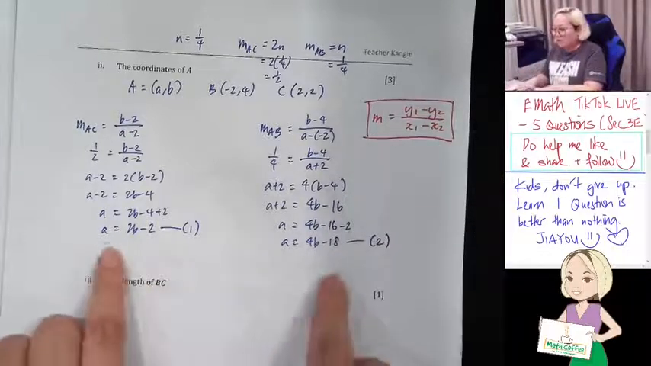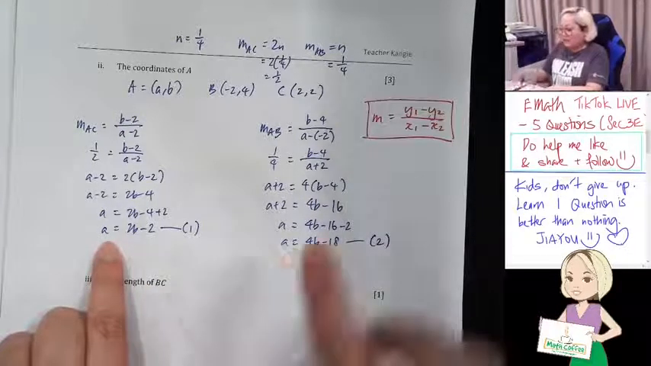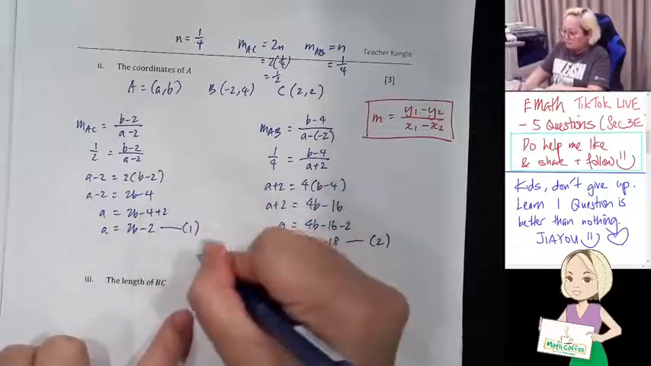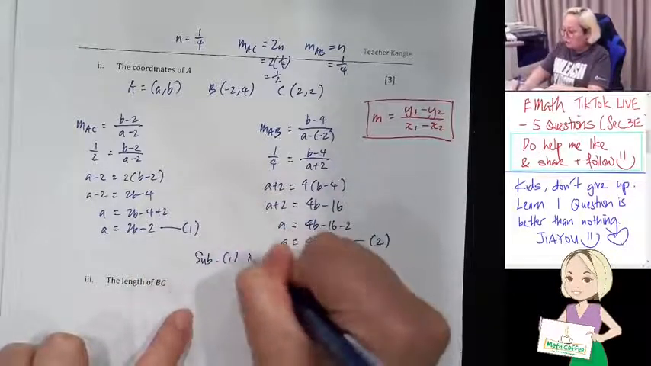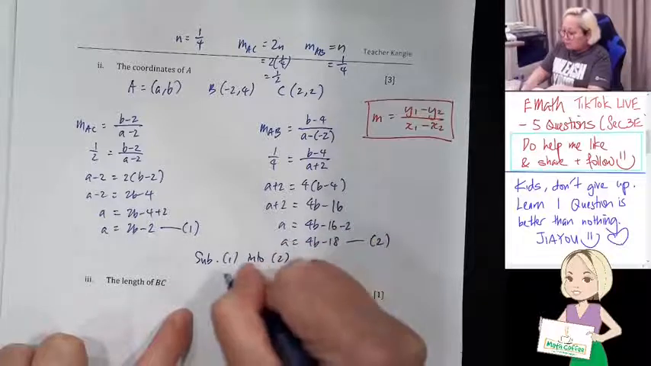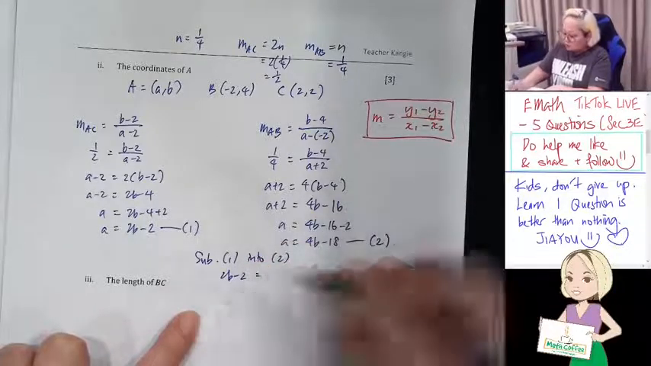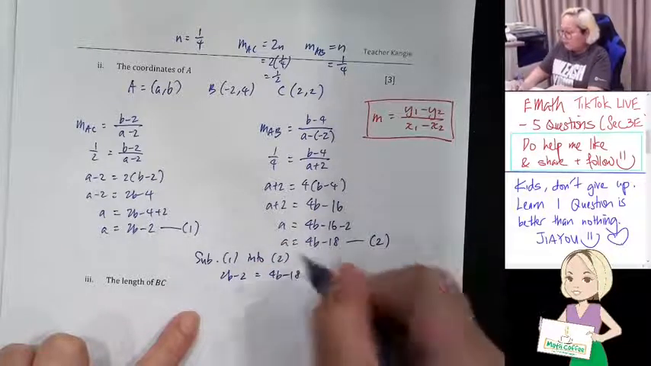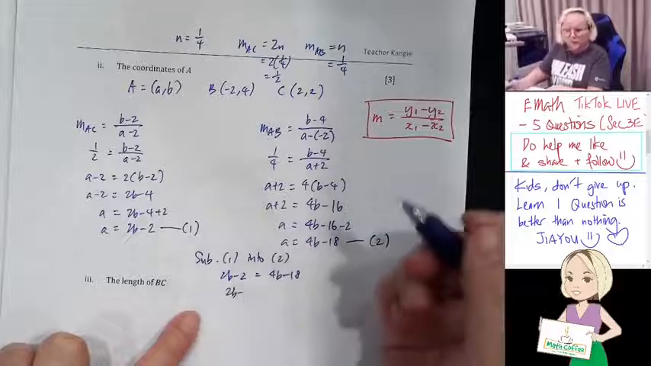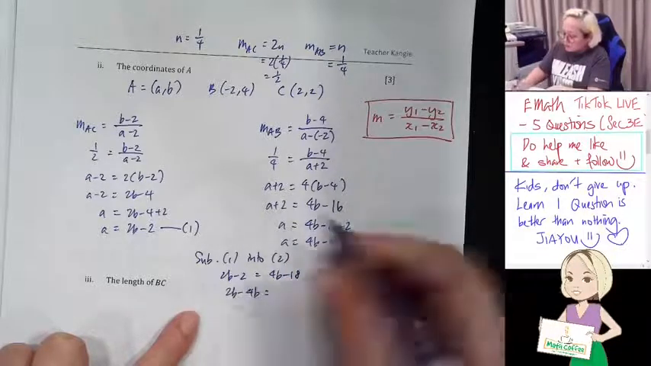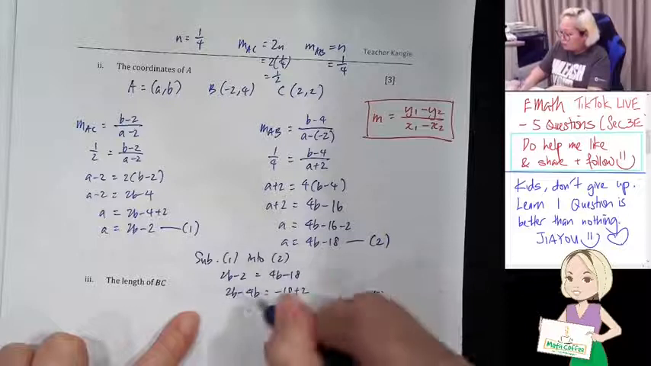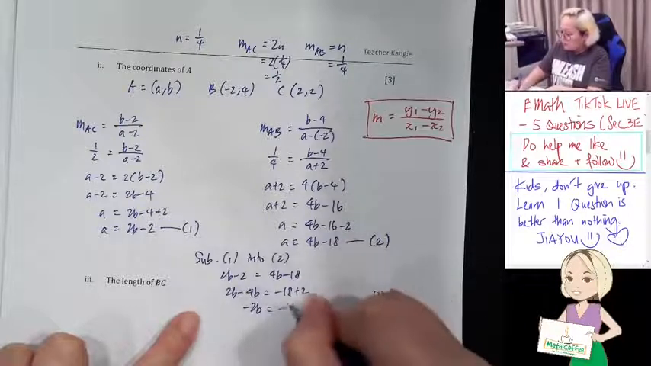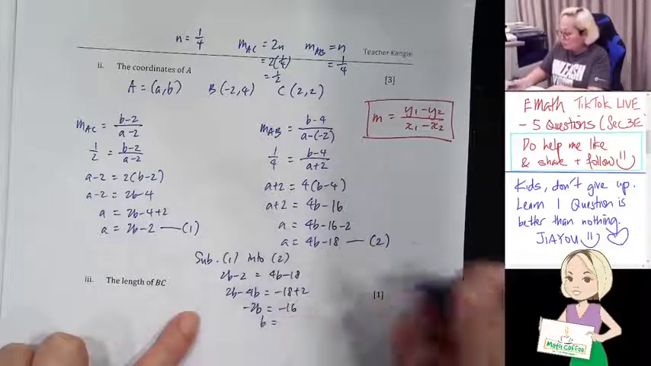And since both have A as the subject, I can just substitute 1 into 2. So it becomes 2B minus 2 equals 4B minus 18. So 2B minus 4B equals minus 18 plus 2. So minus 2B equals minus 16. My B is equal to 8.